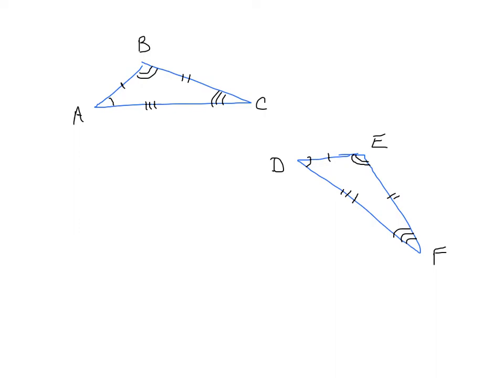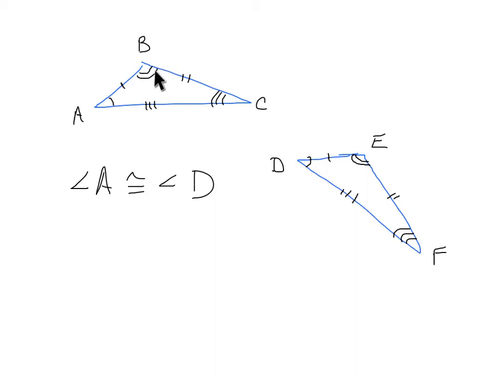Okay, so here we have two triangles, and I'm going to make the claim that the two triangles are congruent to each other. But in order for us to be sure that they are congruent, we have to check if each side of each triangle has a corresponding congruent side, and same for angles. So let's check the angles first. We have here angle A, and it is in fact congruent to angle D. So we are all set with angle A and angle D.